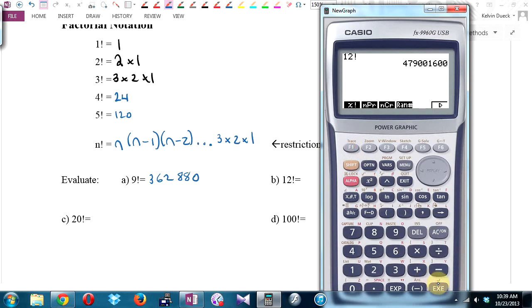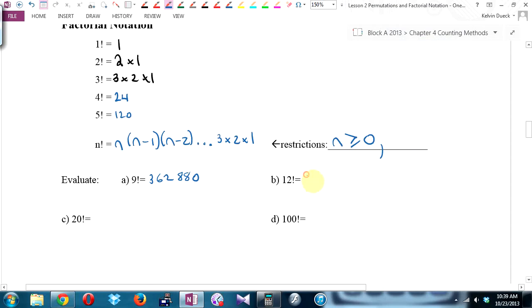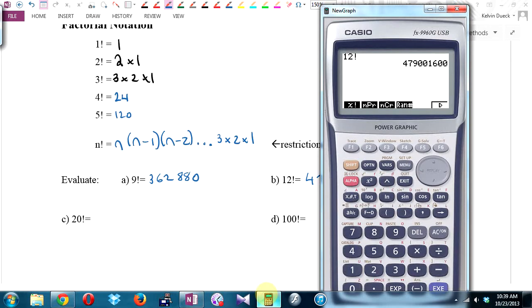479,001,600. Again, by the way, here's what that means. If you only have 12 songs on your MP3 player and you hit shuffle, there are 479,001,600 ways to do that. That's only with 12 songs. I'm assuming most of you have more than 12 songs on your playlists.